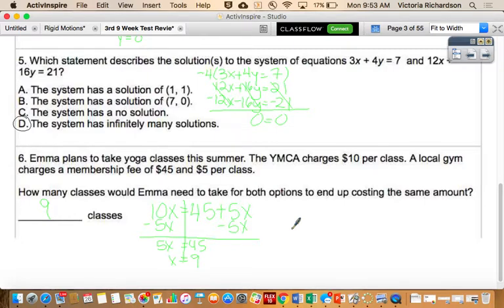To solve that, you find your smallest x, which is on this side, because 5 is smaller than 10. So we're going to start by subtracting. We're going to do the opposite of plus 5x, which is minus 5x. And whatever you do on one side of the equation, you do on the other. So 10x minus 5x is 5x, and you bring down the 45, and then you divide both sides by 5, and you get x equals 9. So at 9 classes, it would be exactly the same.